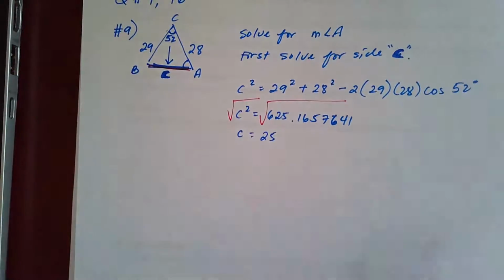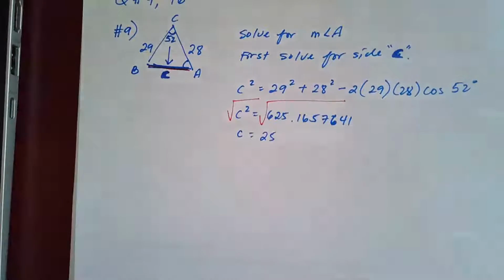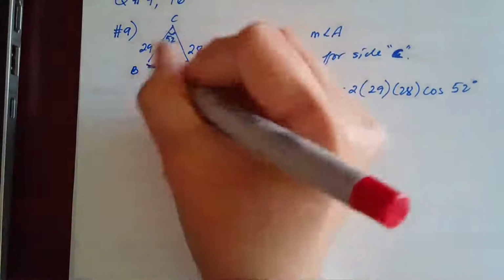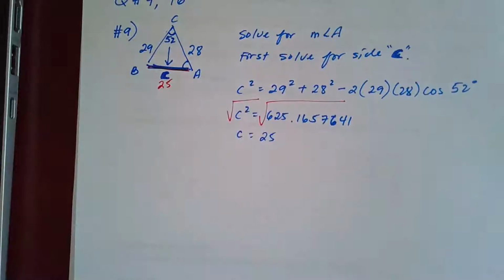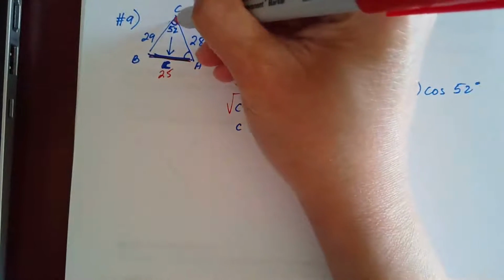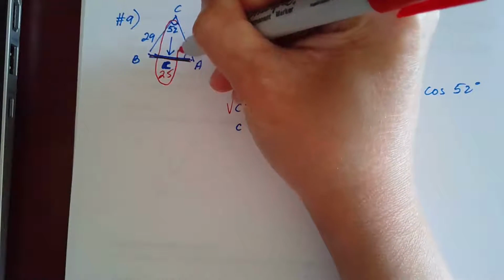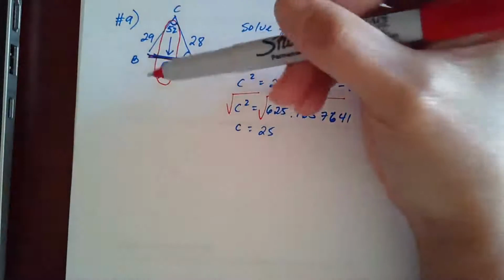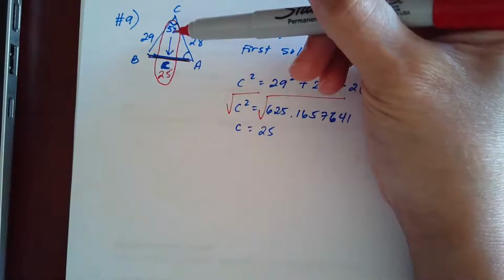Okay, so we said that this part here is 25, whatever that unit is. They didn't tell us what unit it would be, but that's okay. Now that we have that, we now have a complete ratio, the complete ratio of side and then the angle.